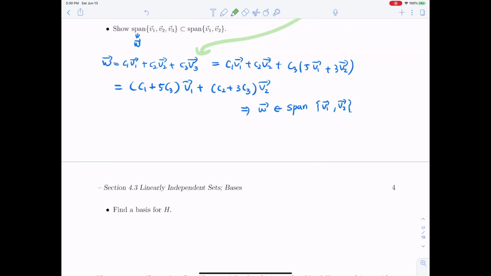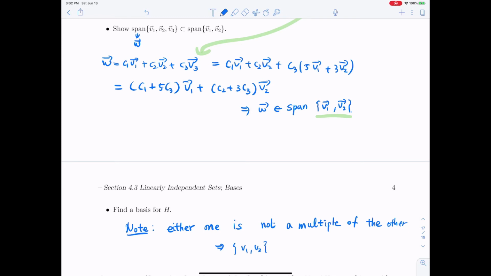So we've seen that v1 and v2 span H, and what is left is to show these two vectors are linearly independent. But note that neither v1 nor v2 is a multiple of the other. This means that v1 and v2 are linearly independent, so they form a basis for H.